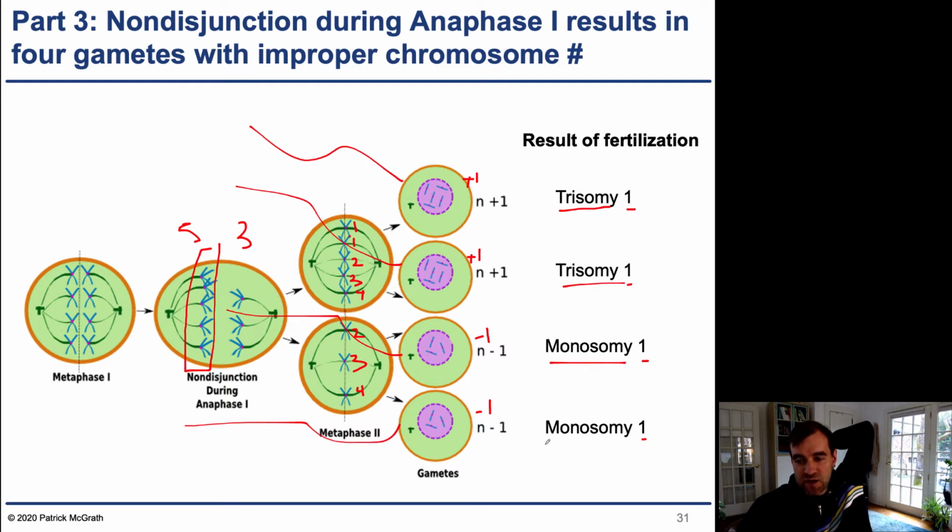A trisomy is when you have 3 of a chromosome, and a monosomy is when you have 1 of a chromosome. This could occur for any of the 23 chromosomes. So you could have a trisomy 3, that would just mean you have 3 copies of chromosome 3. You could have monosomy 7, and that would mean you have 1 copy of chromosome 7.